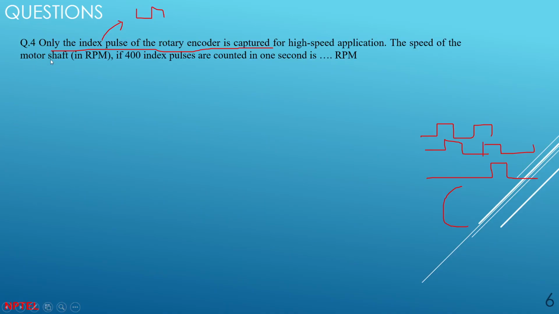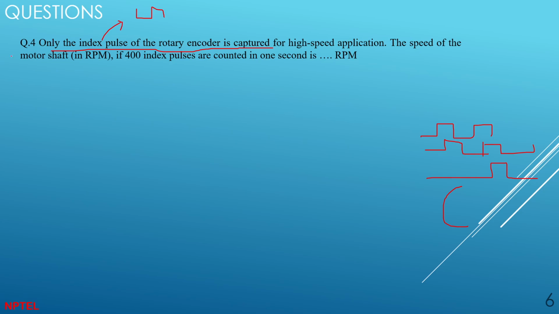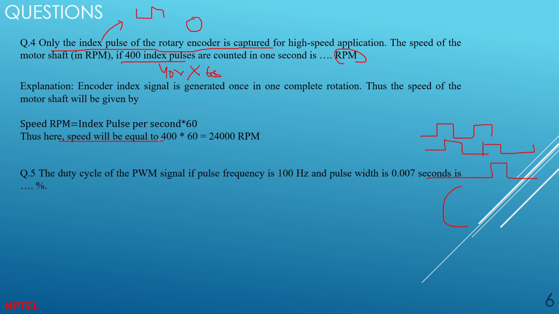What they want to know is the speed of the motor when the index pulse is given. The speed of the motor shaft is 400 index pulses counted in 1 second. One index pulse means one revolution, so 400 revolutions per second. We need to convert it into RPM, so multiply with 60 seconds, 1 minute. So the speed will be equal to 400 into 60.